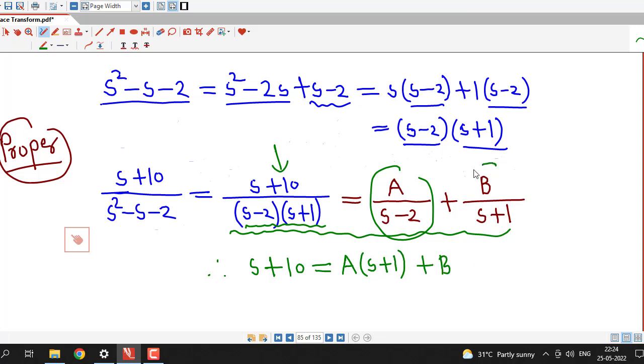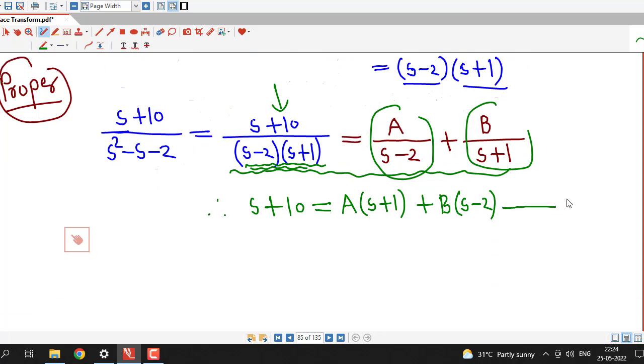Similarly, if we multiply this second term by s minus 2 into s plus 1, then s plus 1 will cancel out and we will have b times s minus 2. Now in this equation, we will put particular values of s and find these two constants a and b. Which values we put is decided by taking these two linear factors equal to 0. I take s minus 2 equal to 0 and I obtain s equal to 2.